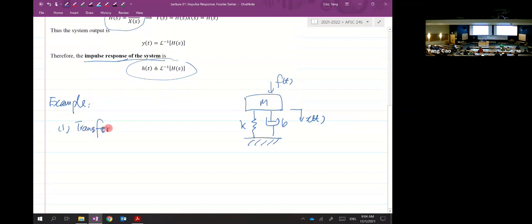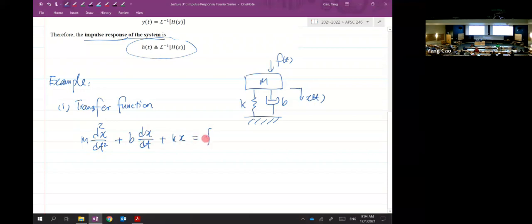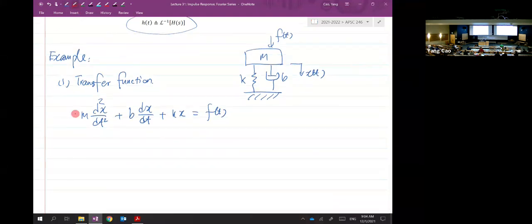First, the transfer function. The transfer function is strictly derived from the model of the system. The model for this simple system is m d squared x over dt squared plus b dx over dt plus kx equals f of t. This generates a second order system. Then you take the Laplace transform of both sides. To derive the transfer function, you don't need to know what the input signal is, because the transfer function is the ratio between the output and a general input. You also have to assume all the initial conditions to be 0.